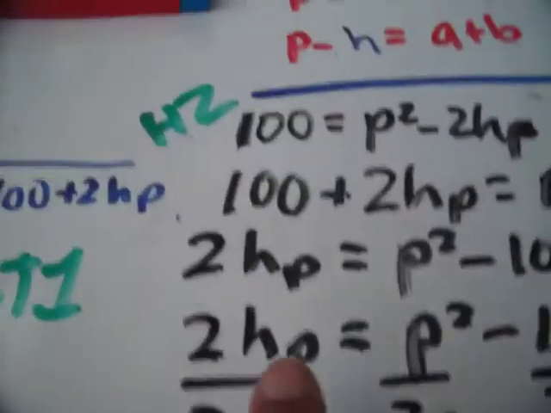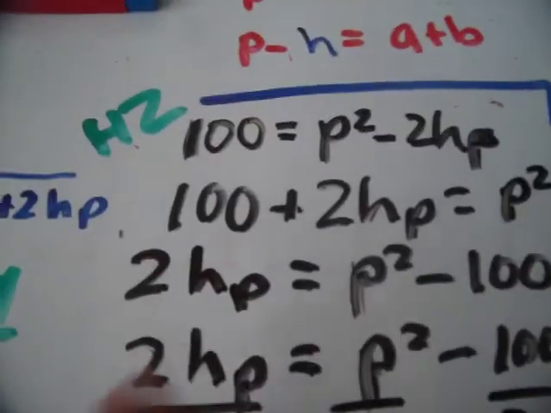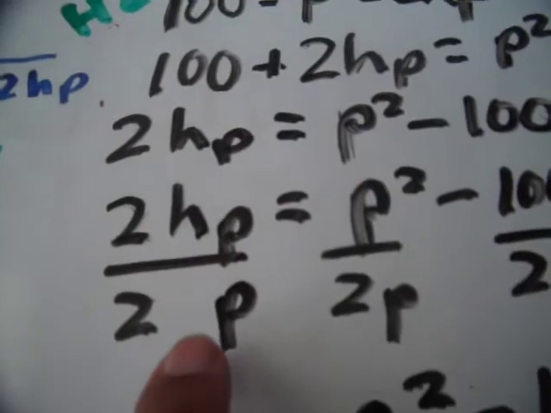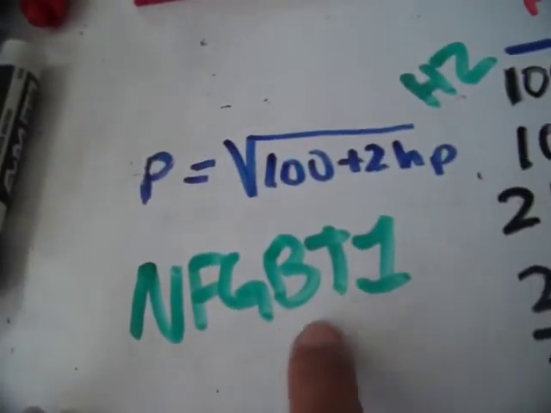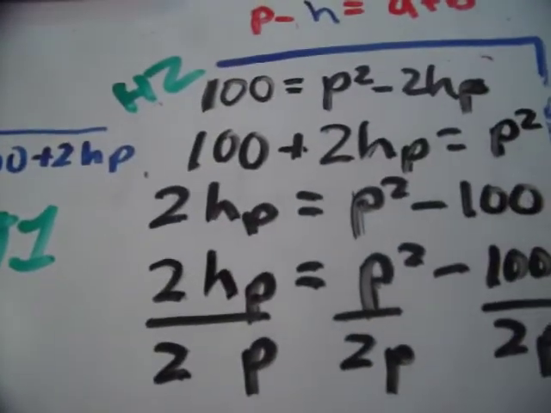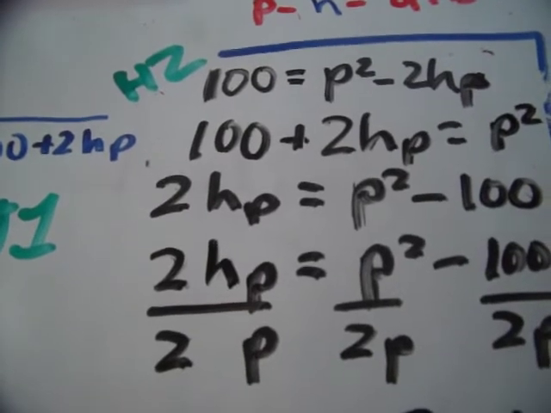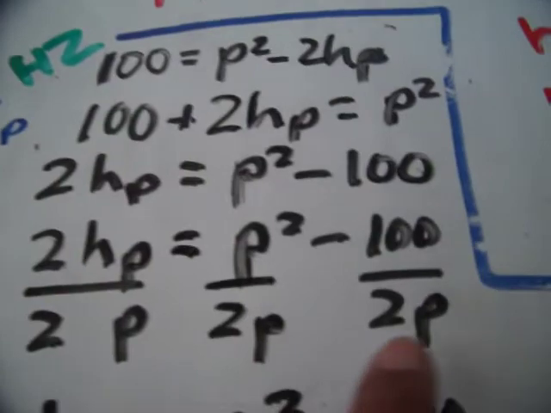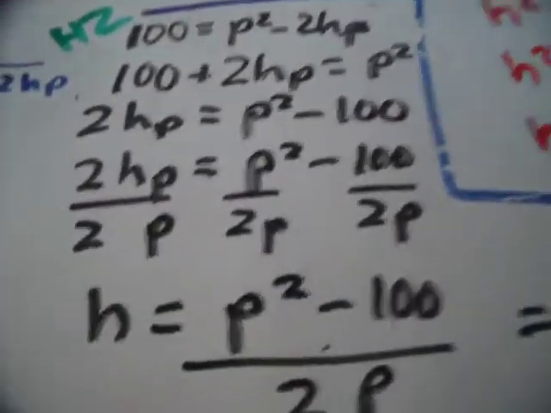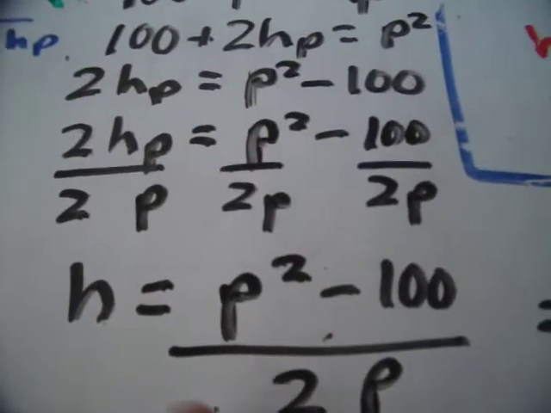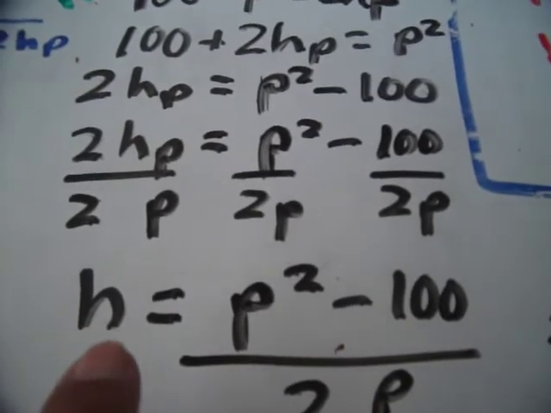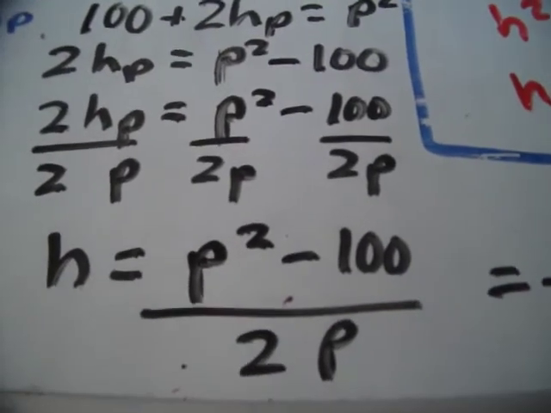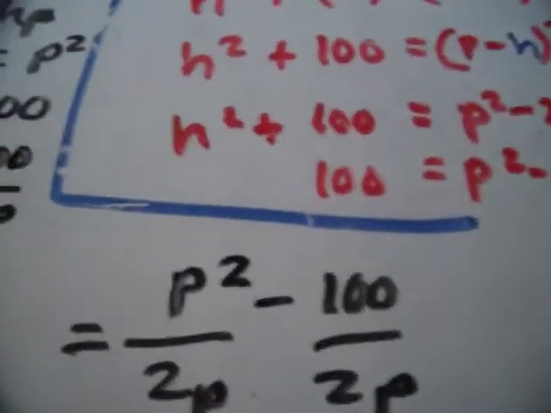Hero 0. Okay, now no fun, get back to 1. I don't want to know about 2HP. I want to know about H. How do I do that? I divide out, and that's the no fun, get back to 1. I divide out 2P from both sides. So I just divide this by 2P, and I divide everybody else by 2P. And I can use economy of symbol to give me H equals P squared minus 100 over 2P, or I can leave it like that.